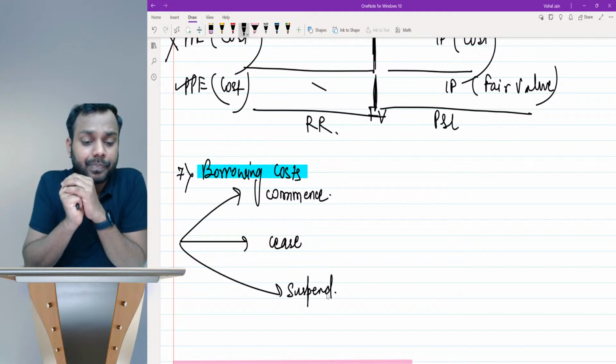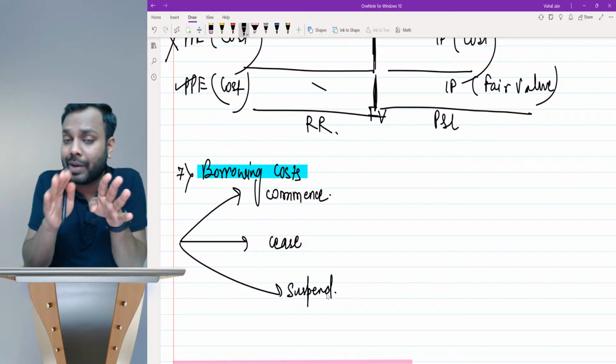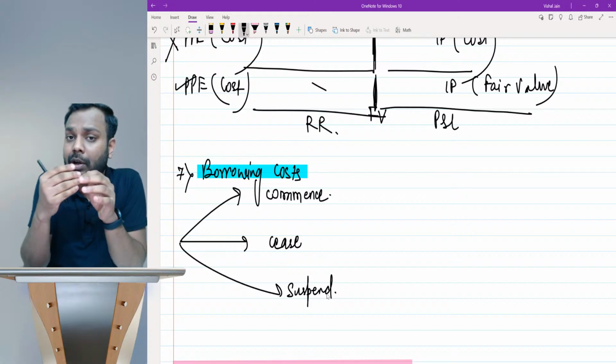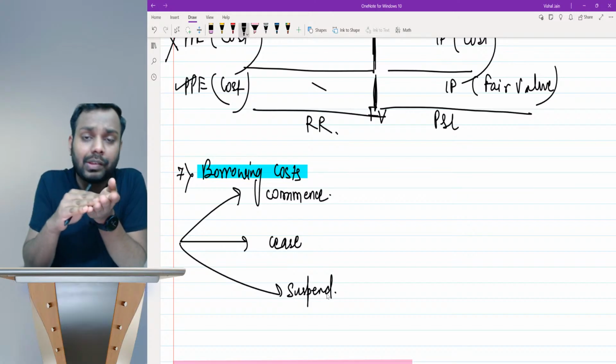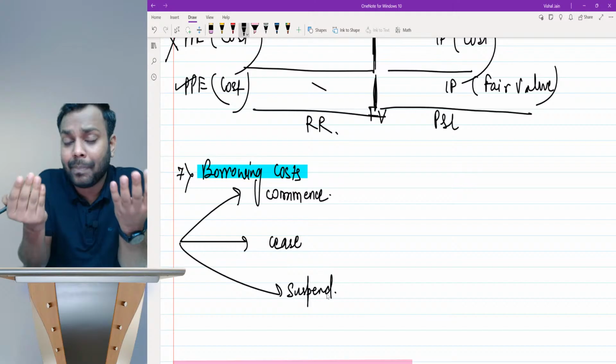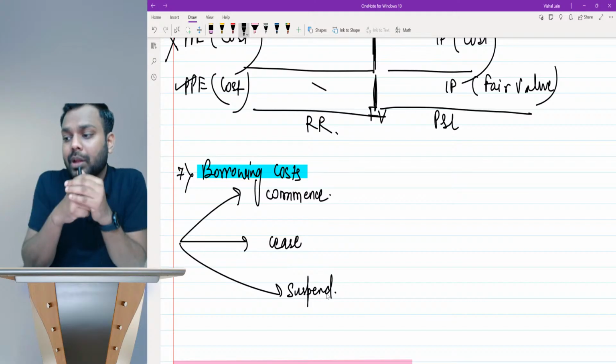Is that clear, guys? Borrowing cost incurred on the qualifying assets has to be capitalized to the cost of the asset. What are qualifying assets? Any assets which take a substantial period of time to get developed, right?